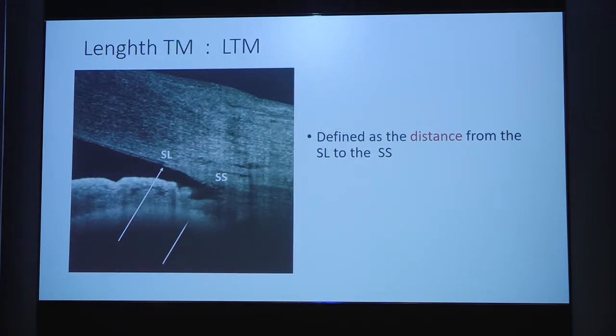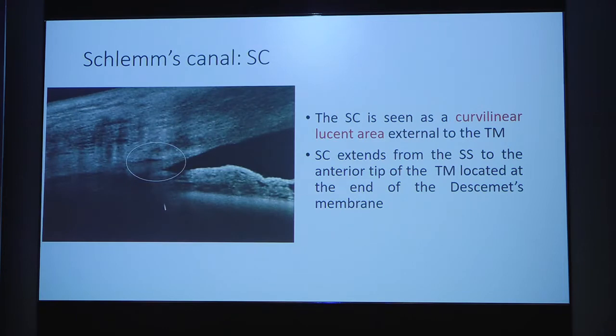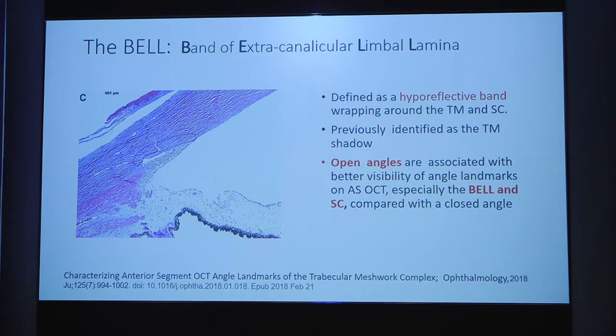And this is the length of the trabecular meshwork, that is between the Schwalbe's line and the scleral spur. Schlemm's canal can also be identified behind the trabecular meshwork. It extends from the SS to the anterior tip of the trabecular meshwork at the end of the Descemet's membrane. This is one more thing which we were seeing on histology, but we can identify on ASOCT, that is the band of extracanalicular limbal lamina.